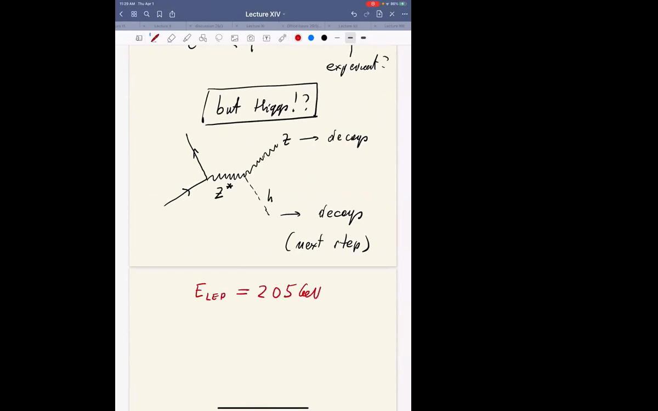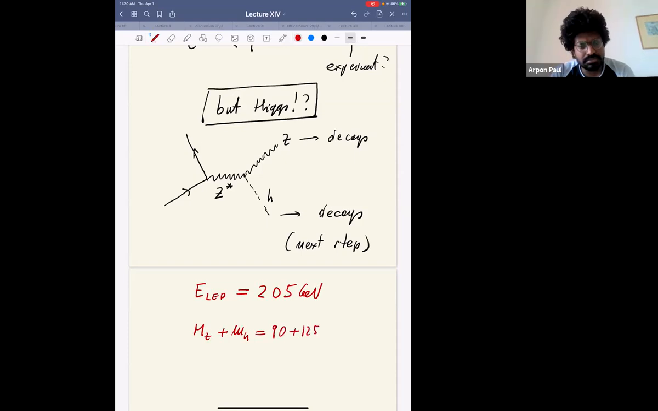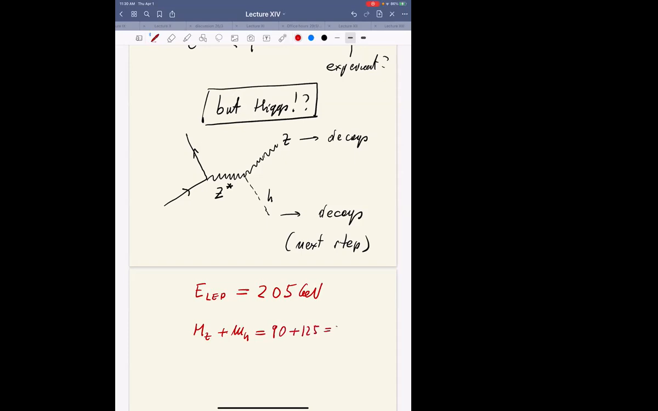205 GeV. But the mass of the Z boson plus the mass of the Higgs, mass of the Z boson plus mass of the Higgs is how much? 90 plus 125. I'm sorry. This is what? 215 GeV. Not enough energy.